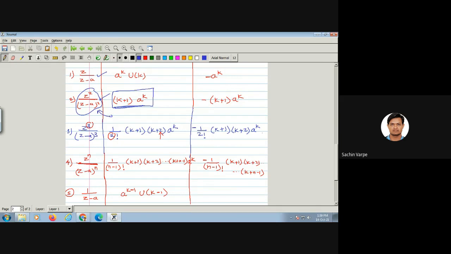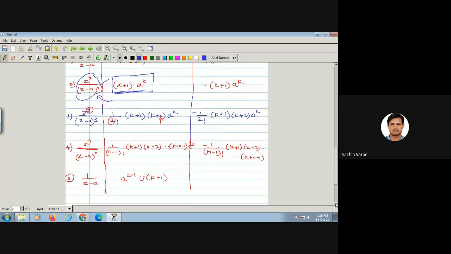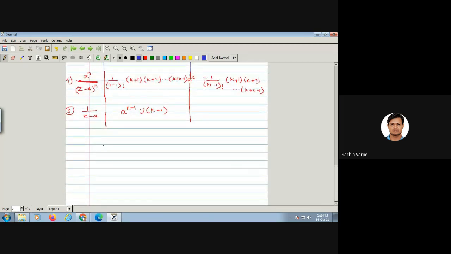Is the point clear? So that is why I'm writing all those formulas inversely. So how do I get the z transform of (k+1) a raised to k? Suppose I want to get the z transform of (k+1) a raised to k, how do I write it?